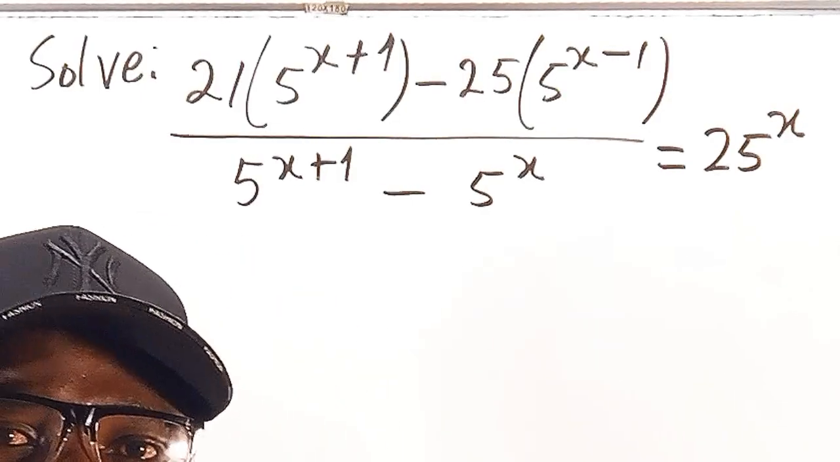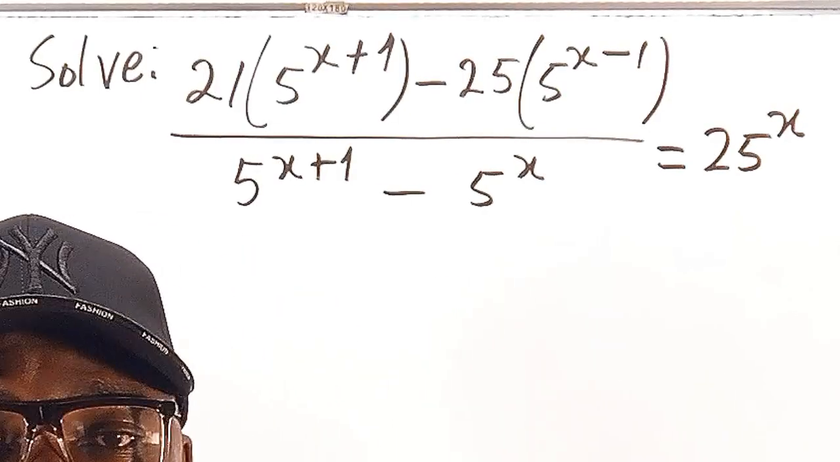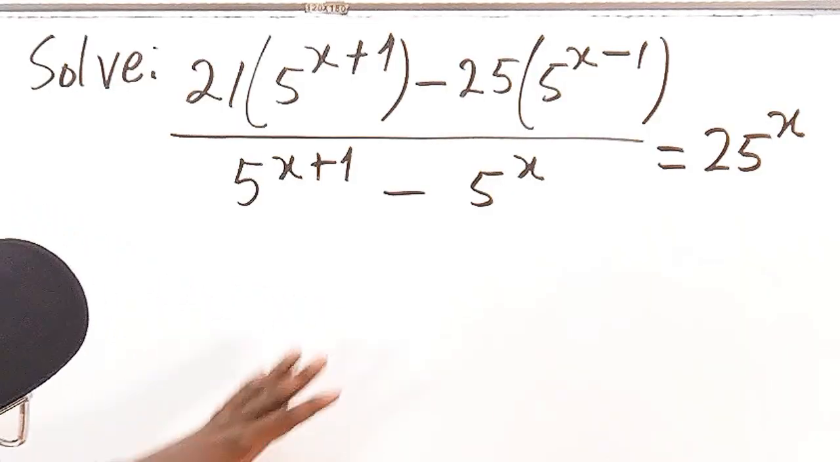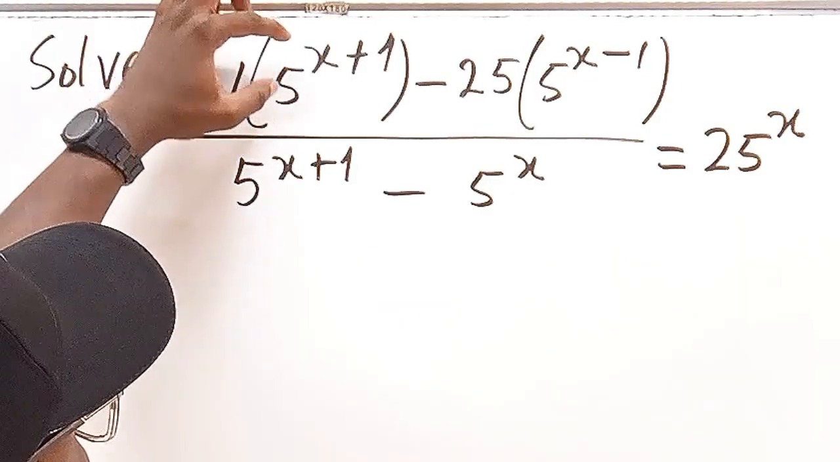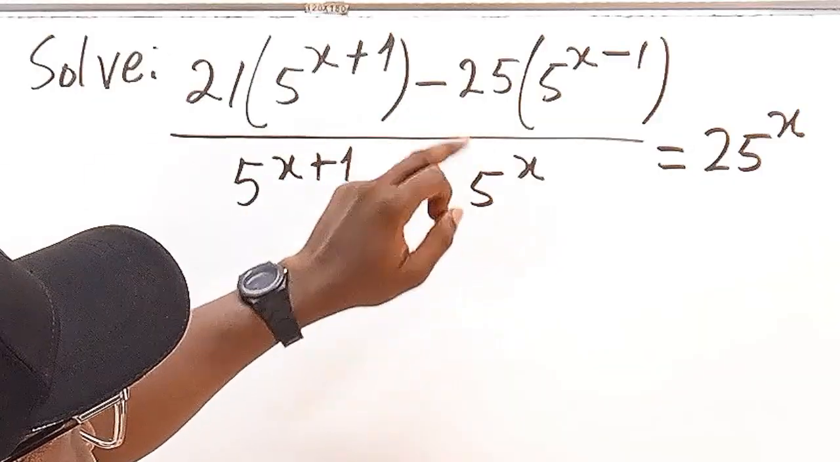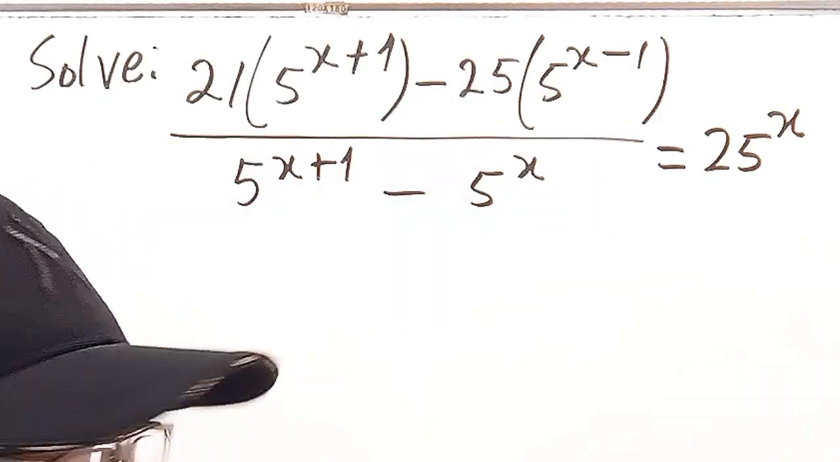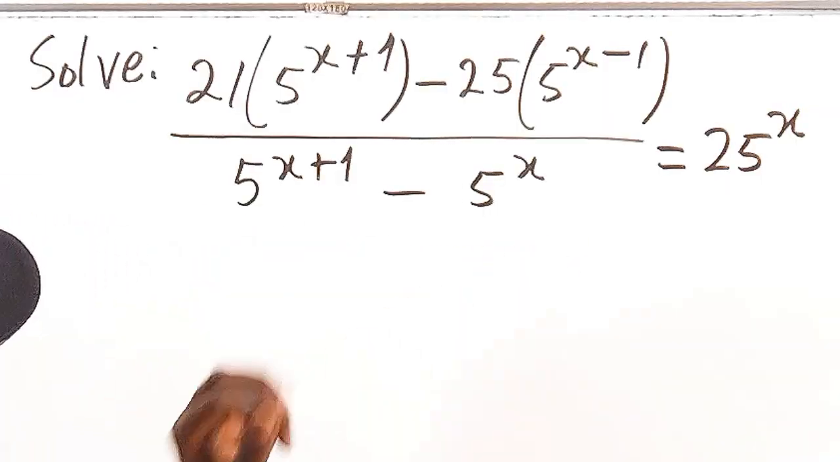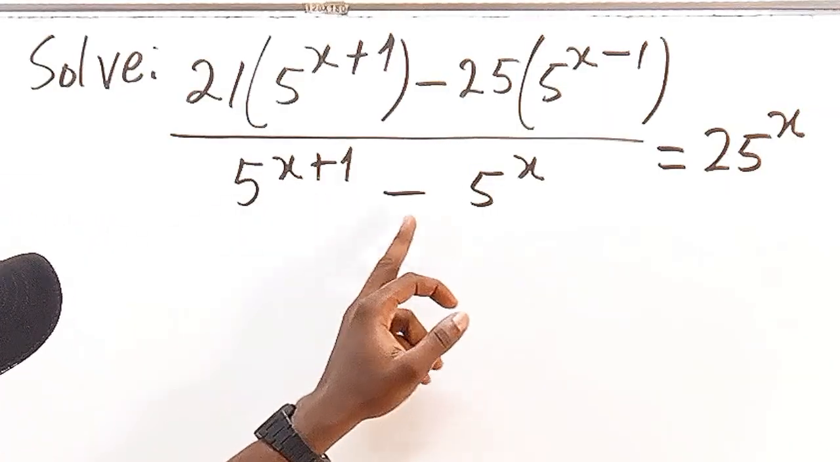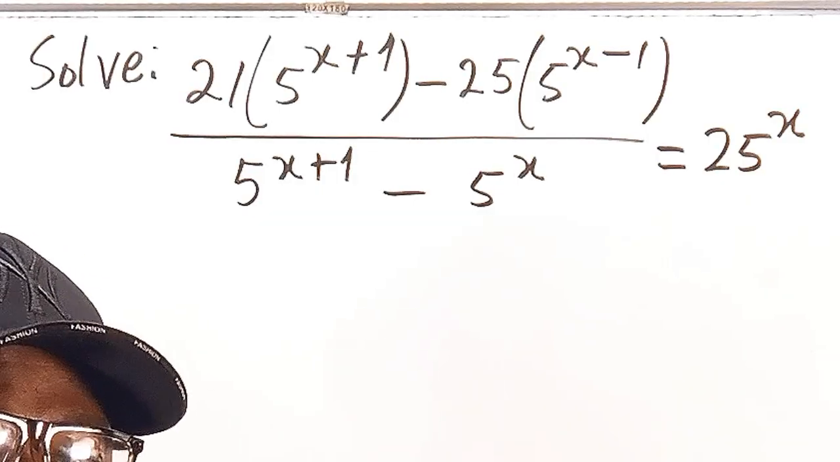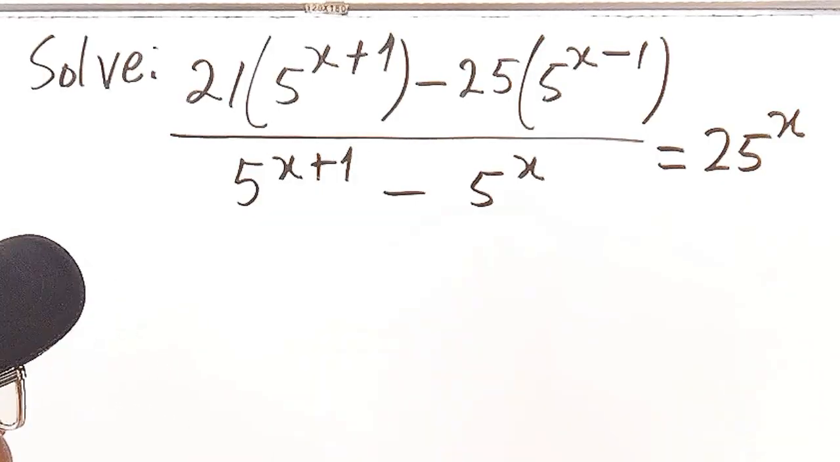Now, let's see how we can solve this amazing equation on the screen. All right. So we are asked to solve 21 into 5 to the power of x plus 1, close it, minus 25, open the bracket, 5 to the power of x minus 1, all divided by 5 to the power of x plus 1 minus 5 to the power of x, then everything equals 25 to the power of x. Let's see how we can do this.